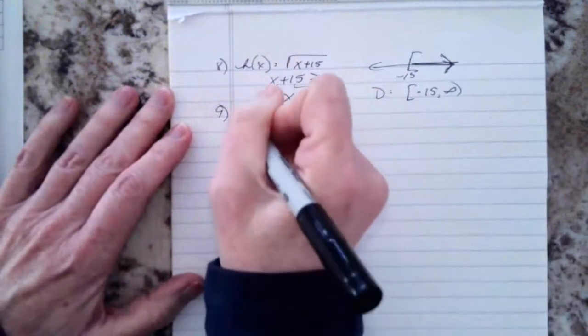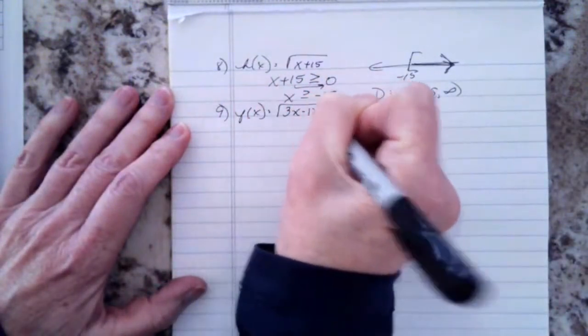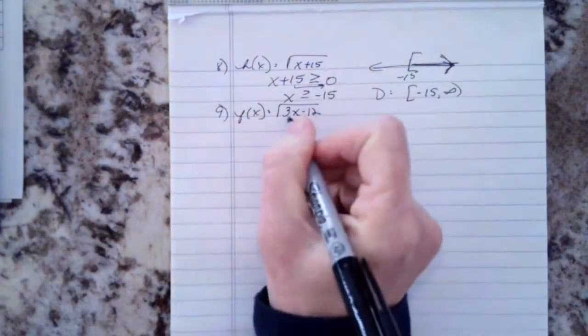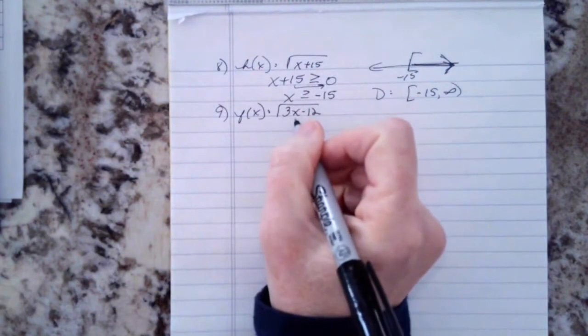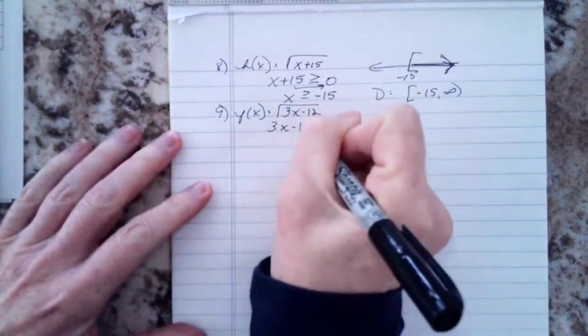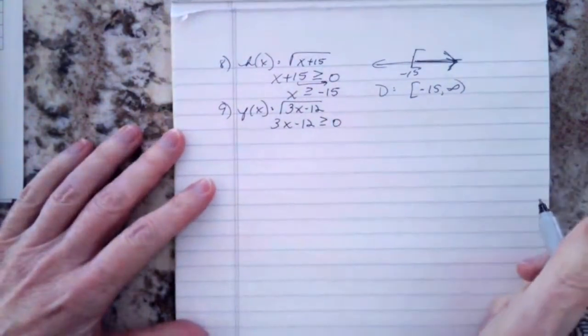Number 9, f of x equals the square root of 3x minus 12. First, do we have a denominator? No, we don't. Second, do we have a radical? Yeah, we do. So we have to make sure that this stays at 0 or above. It has to be non-negative. So 3x minus 12 has to stay greater than or equal to 0.